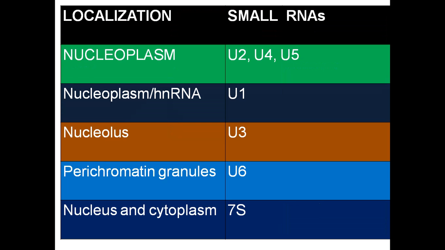This table shows localization of small RNAs. In nucleoplasm, there are 3 small RNAs that are U2, U4 and U5. In nucleoplasm and heterogeneous RNA, U1. In nucleolus, U3. Perichromatin granules, U6. Nucleus and cytoplasm, that is 7S.